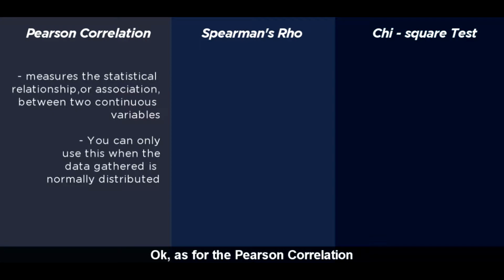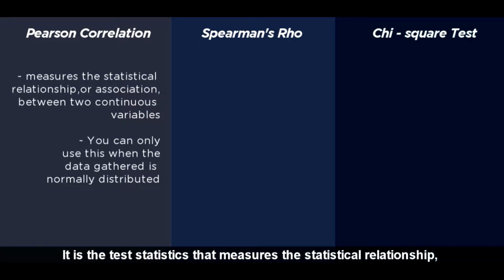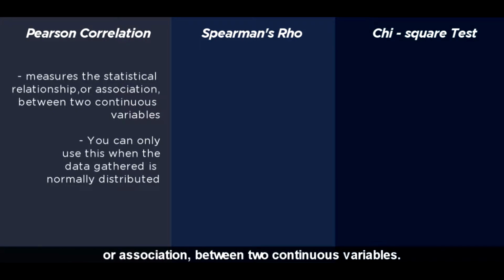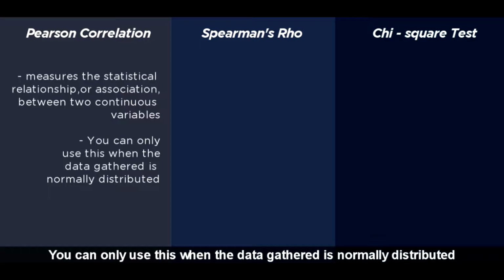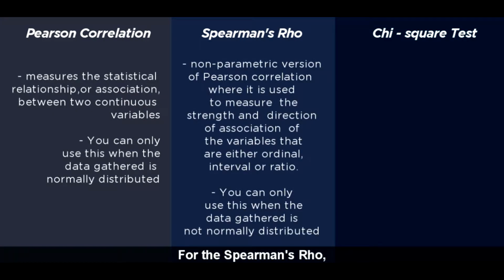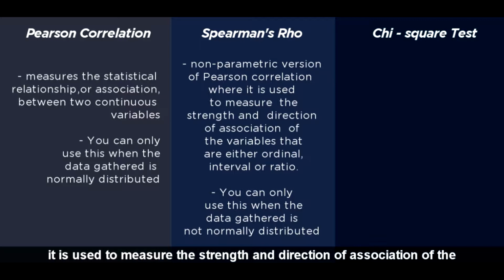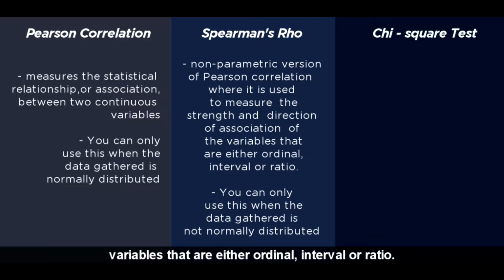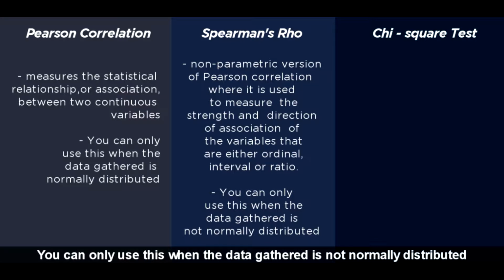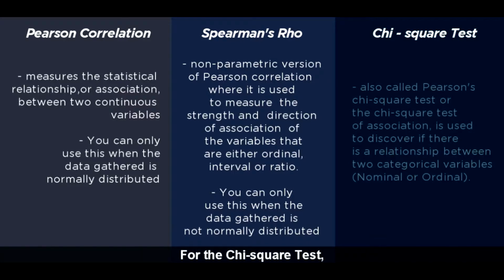So what are these three for, and when will we use them? As for the Pearson correlation, it is a test statistic that measures the statistical relationship or association between two continuous variables. You can only use this when the data gathered is normally distributed. For the Spearman's rho, it is the non-parametric version of Pearson correlation, used to measure the strength and direction of association of the variables that are either ordinal, interval, or ratio. You can only use this when the data gathered is not normally distributed.